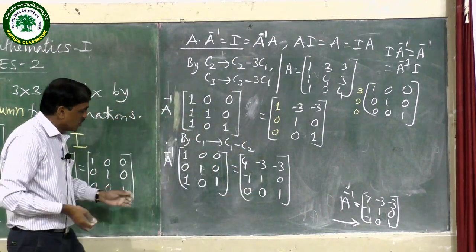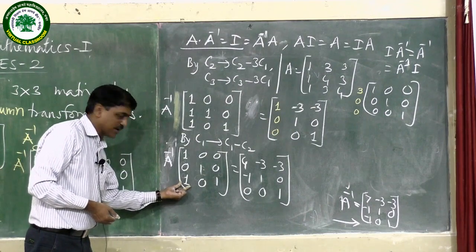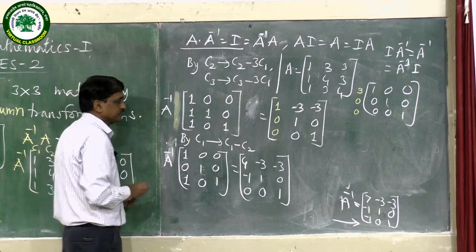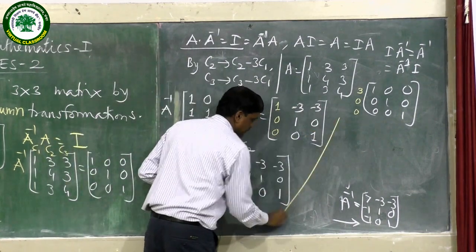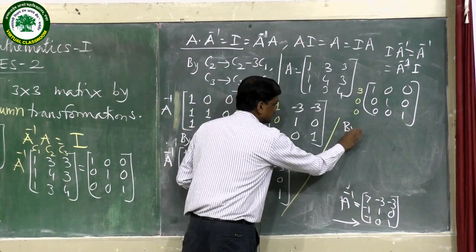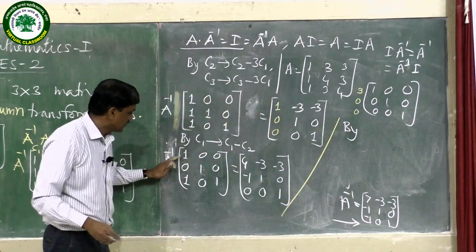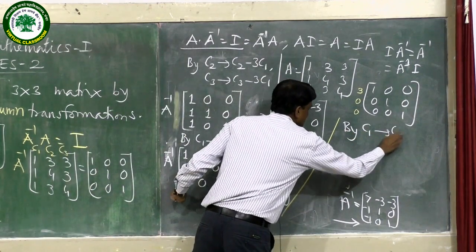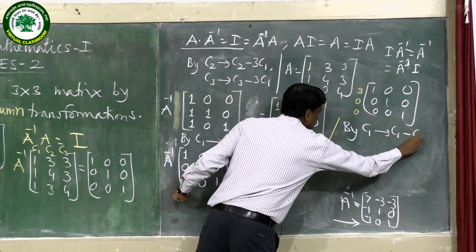Now what remains? The only one is remaining here, and convert it into 0 by this is the column 1. So C1 converts C1 minus C3.